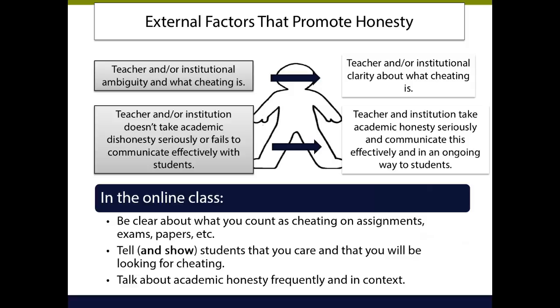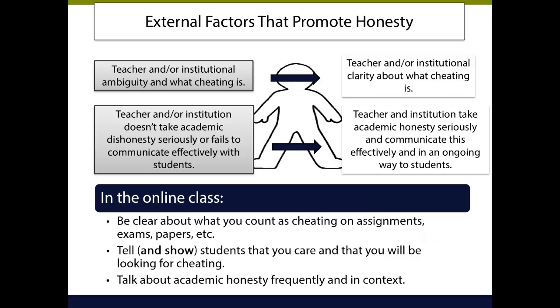So what can we actually do in our own classes? Be very clear about what you count as cheating in your classes, in your assignments, on your exams, on papers. Are students allowed to work together? Can they find materials on the internet? Can they use notes? Are they open book tests? Can they work together collaboratively? What do you count as cheating, and what does that mean for students?